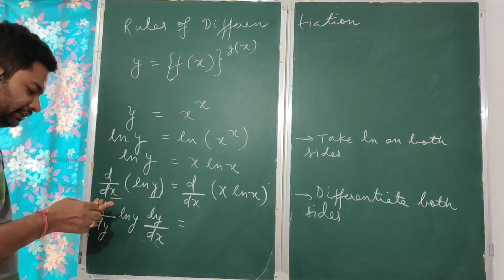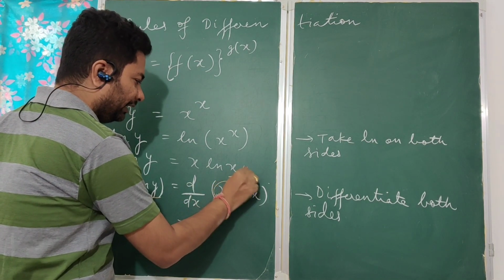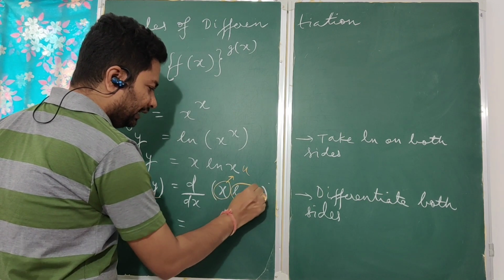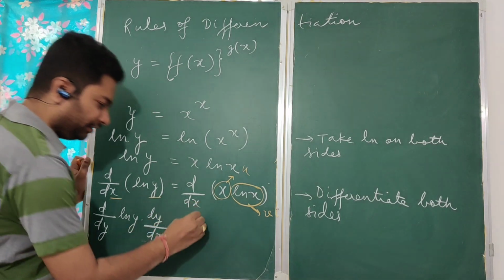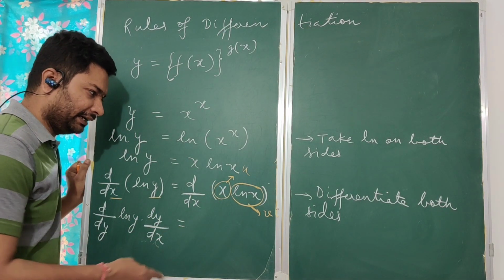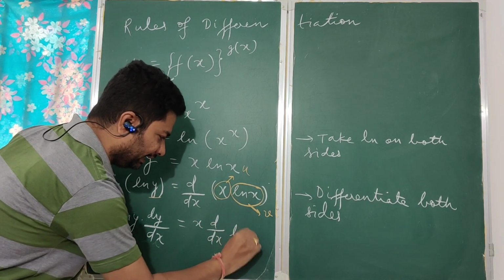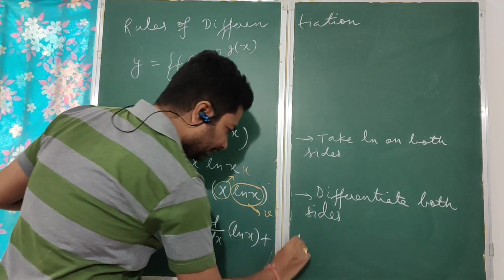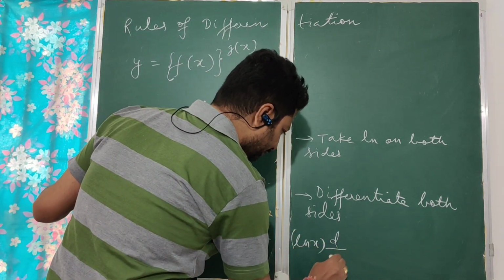Here now you see this is of the form u into v. Two functions are in multiplication with each other, u, and this ln x is v. So what is the standard formula? u dv by dx plus v du by dx. So we can write it as x into d by dx of ln x plus ln x d by dx of x.